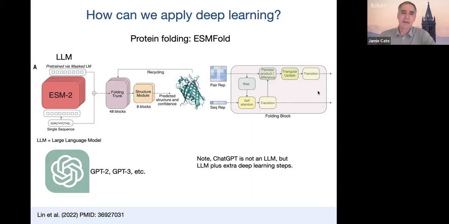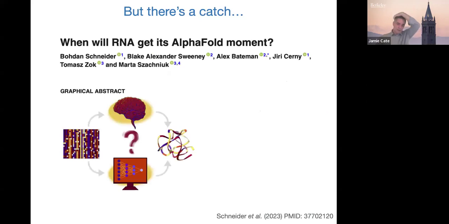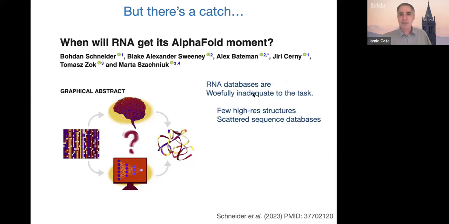So we wanted to know if we could at least make an RNA language model instead of a protein language model. There's a catch, and this is a paper that came out in Nucleic Acids Research. If you use the NCBI PubMed, you can find this reference. It's a great paper: When will RNA get its AlphaFold moment? AlphaFold is great for predicting three-dimensional protein structures, but RNA is much harder because, as laid out in this paper, the RNA databases are woefully inadequate to the task.